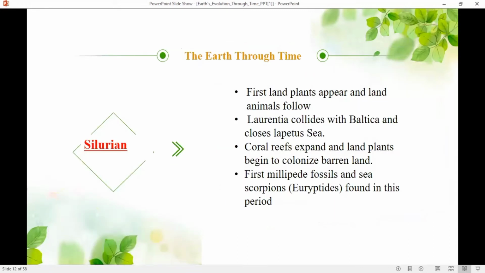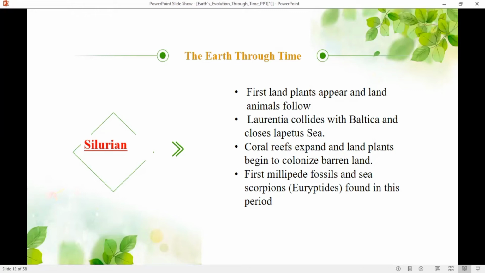In the Silurian period, the first land plants appear and land animals follow. Laurentia collides with Baltica and closes the Lapito Sea. Then the coral reefs expand and land plants begin to colonize barren lands. The first millipede fossils and scorpions are found in this period.